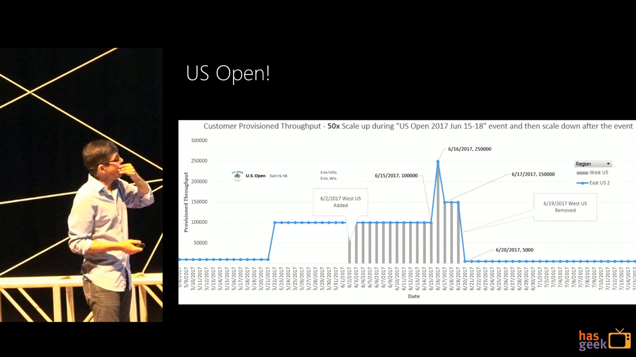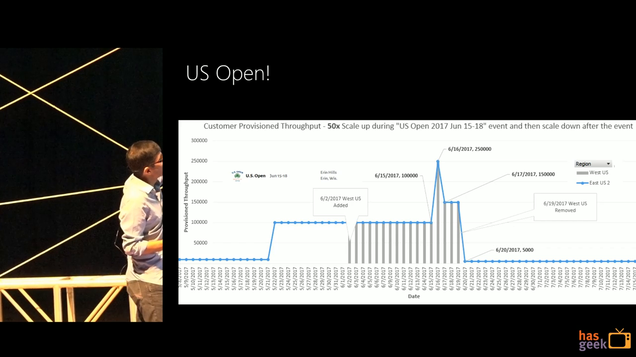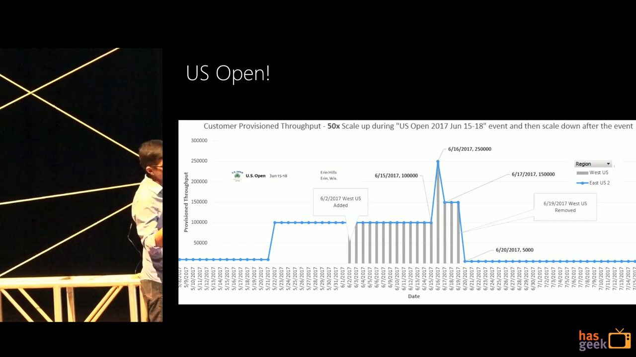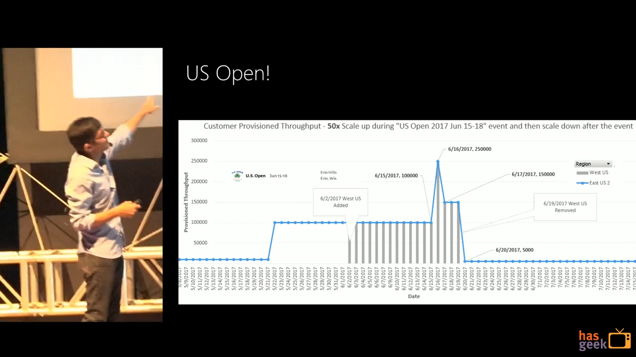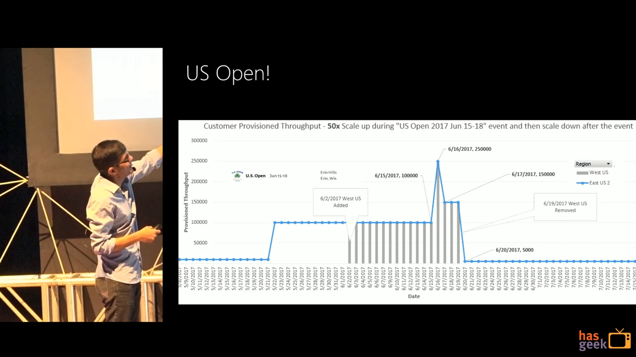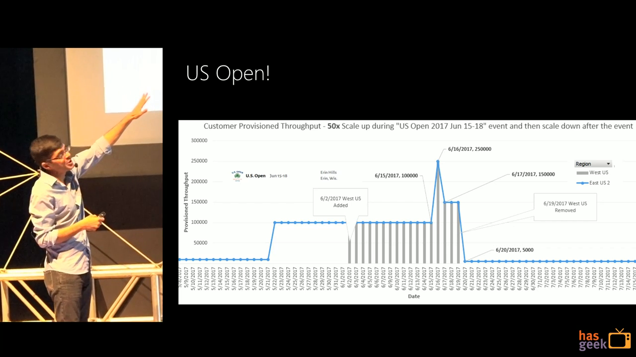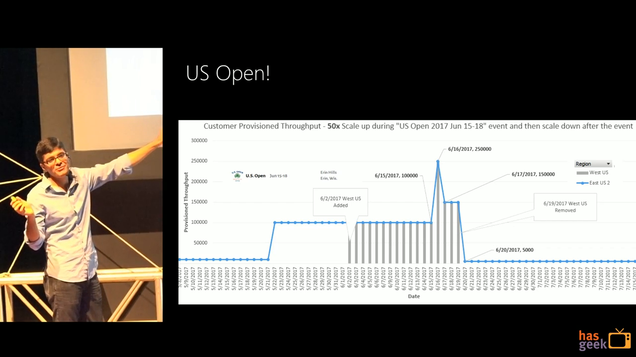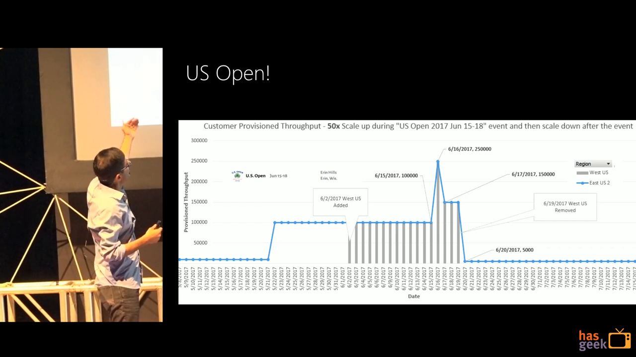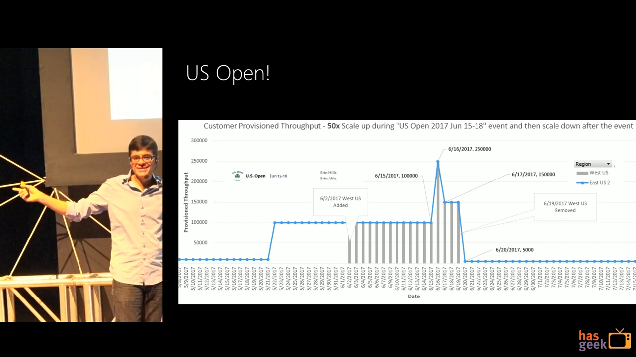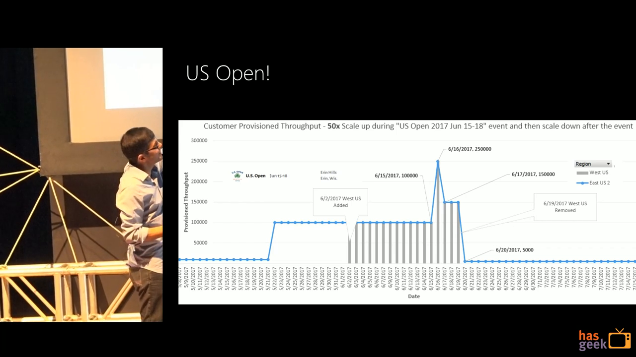This is another example. I'm not a golfer, but there's a famous golfing company which manages these tournaments. And when the US Open was there, this organization had two regions. It started with one region, East US 2. And then just around the US Open window, this is the power of turnkey global distribution along with scaling throughput. So what they did was they also added US West, just like I showed in the demo earlier. Just click on the map of the world and add another region to the table.